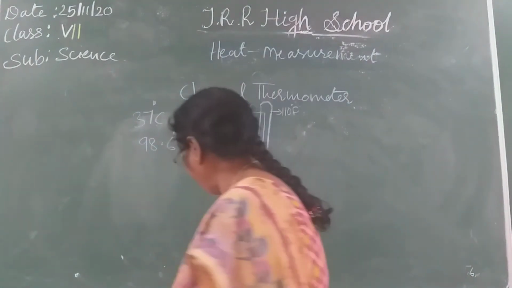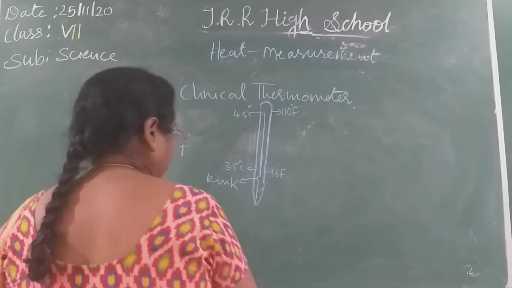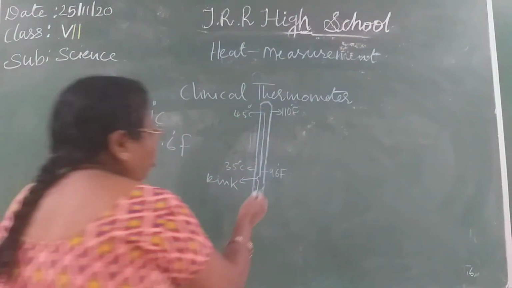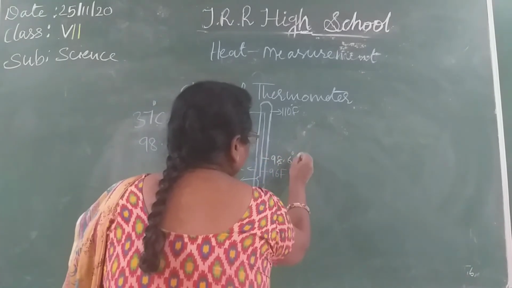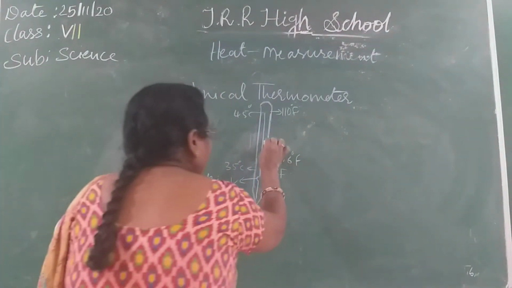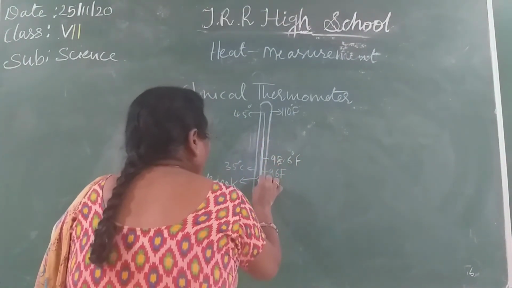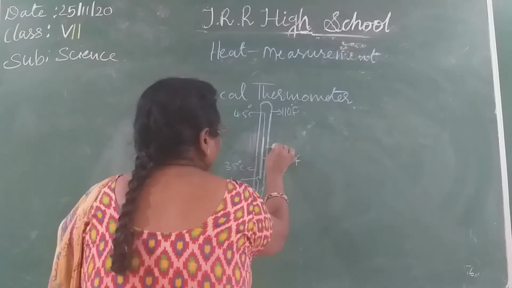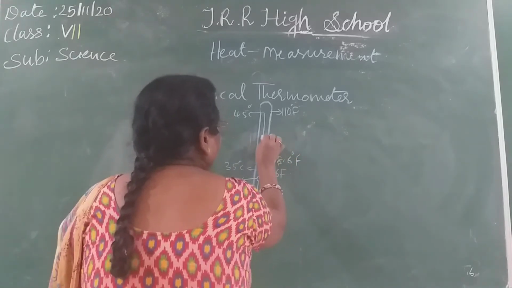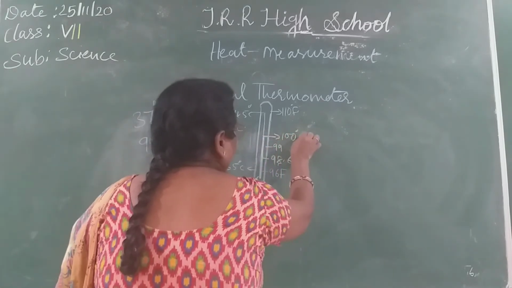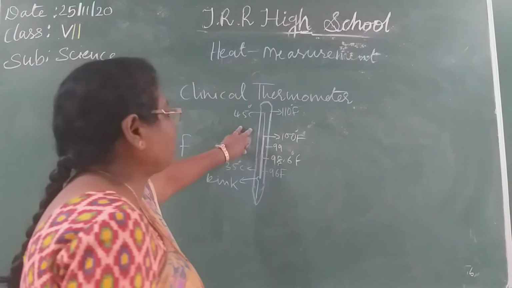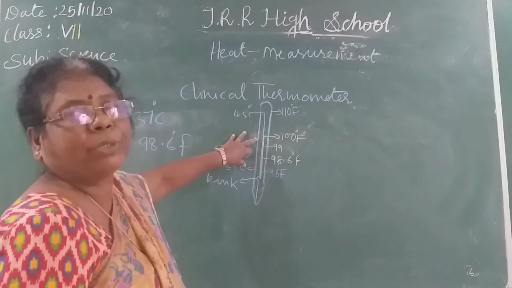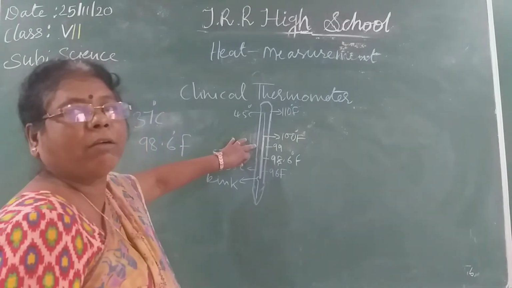Okay children, so here is how to use a clinical thermometer. Suppose your normal body temperature is 98.6 degrees Fahrenheit. Now the temperature rises to 100 degrees. So are you suffering from fever or not? Yes, you are suffering from fever. 100 degrees Fahrenheit means you are having a temperature. Even at 99 degrees you will have a temperature.